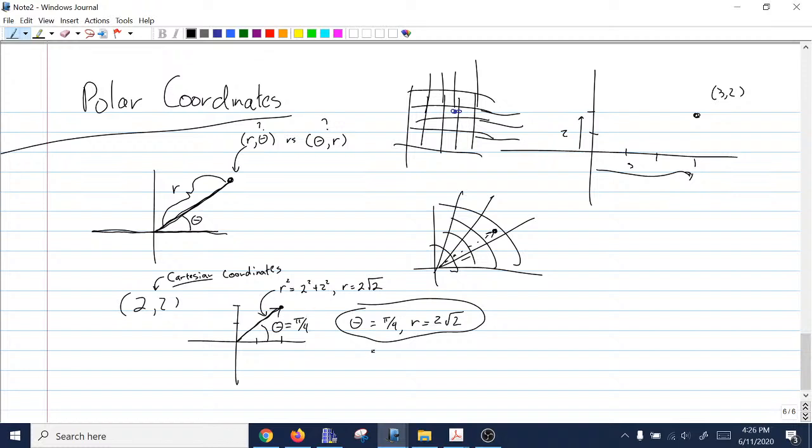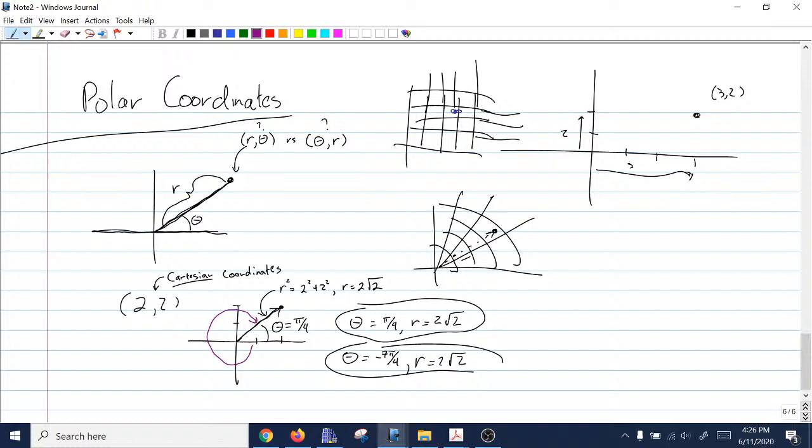I could have gone r equals 2 root 2, and theta equals negative 7 pi over 4. That'll take me to the same point. If I say go this way by negative 7 pi over 4, like turn to the right most of 2 turns, and walk forward the same distance, that'll get you there also.